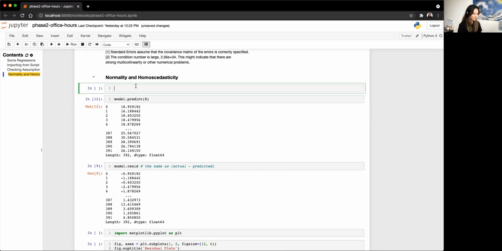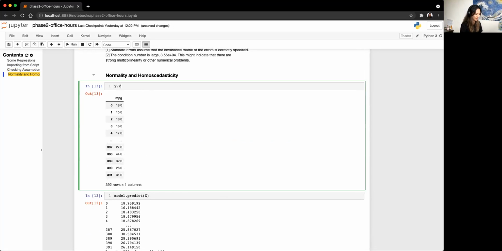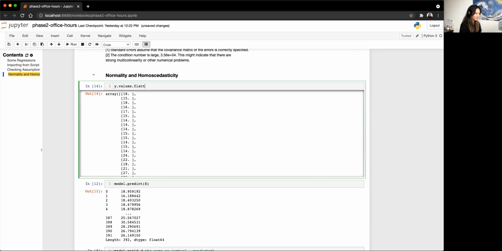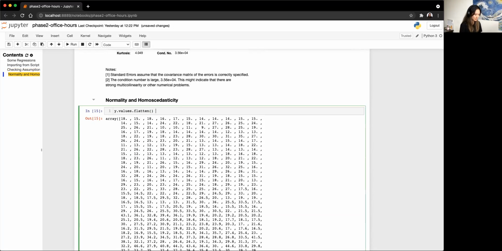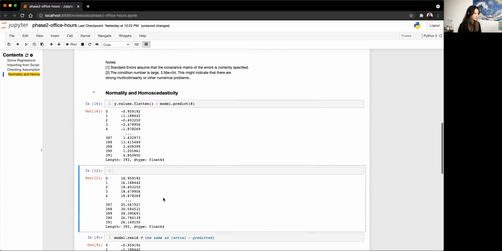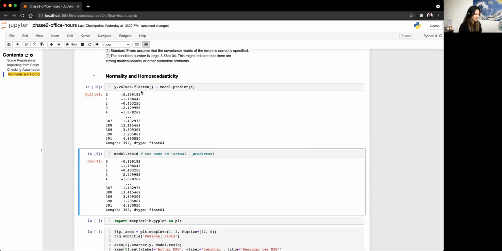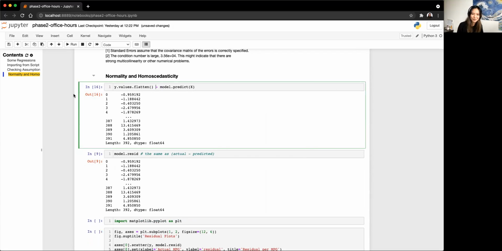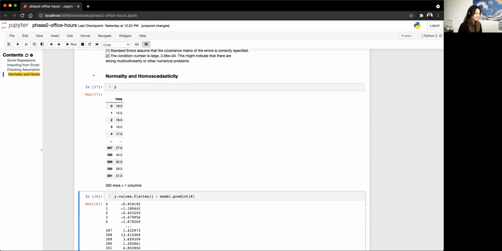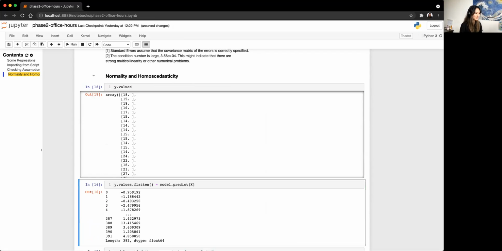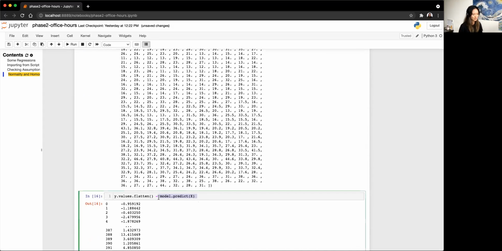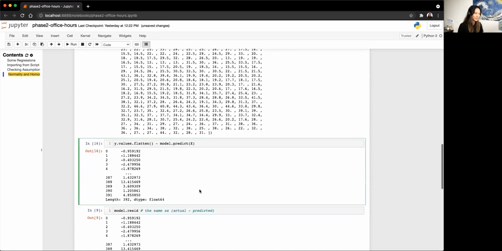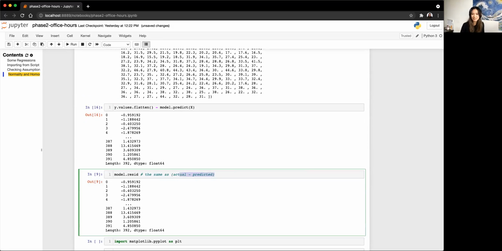So if I have my y over here, there we go. Let me just quickly do this with .flatten. So I have this value minus this value, and this matches this. The reason I had to do flatten was because my y was in a data frame. If I do .values, it's a 2D array, as you can see. I did .flatten, which is a NumPy thing to make it a 1D array so I could directly compare it to model.predict. So anyways, the residuals are the same as actual minus predicted.